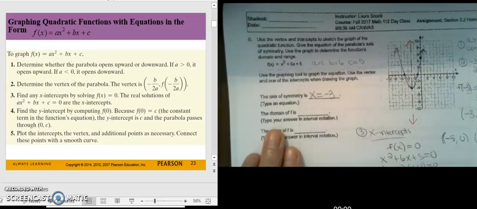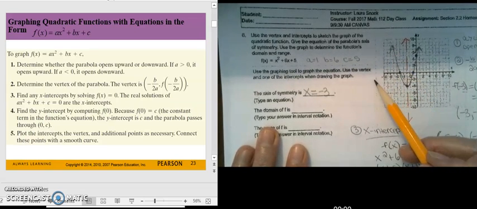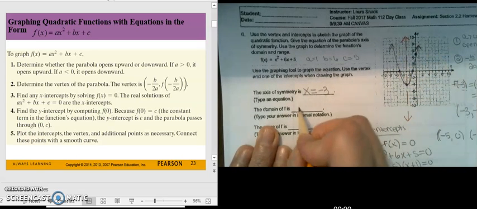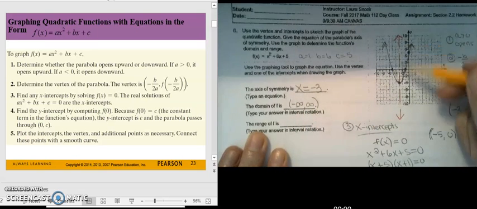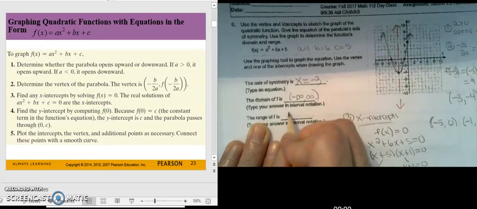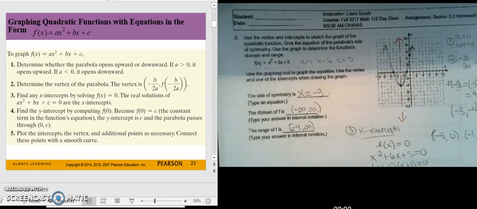The next thing they ask for is the domain and range. The domain is the x values. So how far to the left, how far to the right it goes. So that's negative infinity to infinity. The range is the y values. The lowest y value is right here, is negative 4, and then it goes to infinity. Okay, so again, this is one of the homework problems on the extra worksheets.